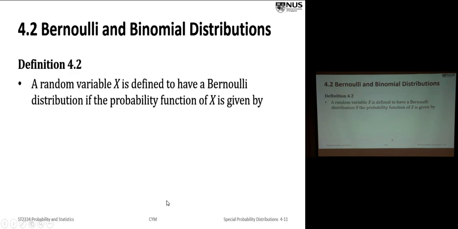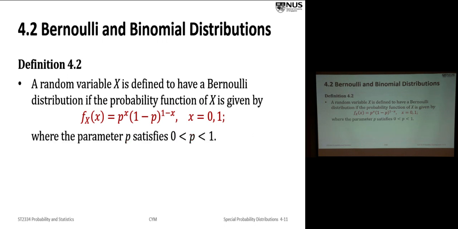So a random variable x is said to have a Bernoulli distribution if the probability function is given by p raised to power x times 1 minus p raised to power 1 minus x for x equals 0 or 1, and f of x equal to 0 for other x values. And this p is called the parameter. A parameter basically is a constant, remember, it's a constant. Different values of this parameter will indicate different distributions.